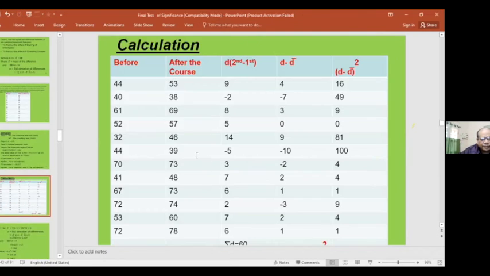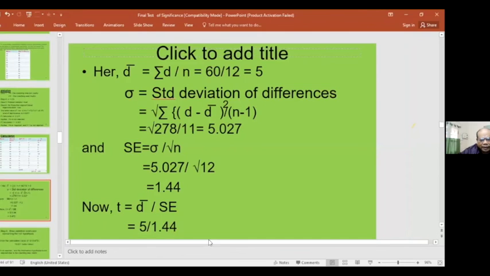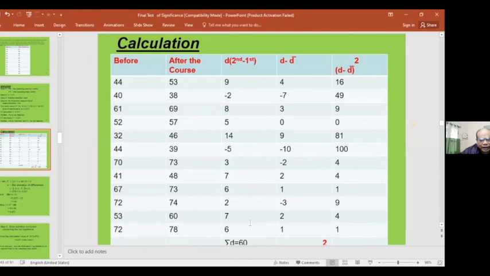The calculation: before, after, difference. Make a difference column. 53 minus 44 is 9; 38 minus 40 is minus 2. Then find the mean of this difference. The summation of the differences is 60. So how many are there? 1, 2, 3, 4, 5, 6, 7, 8, 9, 10, 11, 12. Divide 60 by 12.